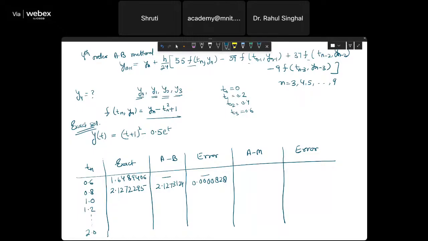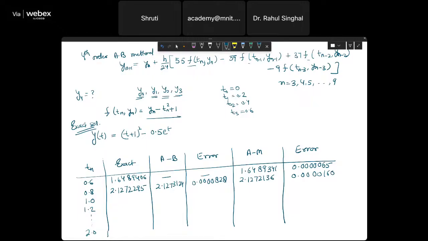For Adams-Moulton, even for 0.6 we can calculate, because in this case we need only to calculate at T0, T1, T2. So at T3 we can calculate it. That gives us this value, and the error involved is this much small. For the next step, 0.8, Adams-Moulton will give this value. Again it is very small. So you can clearly see that we are getting a fourth order approximation.